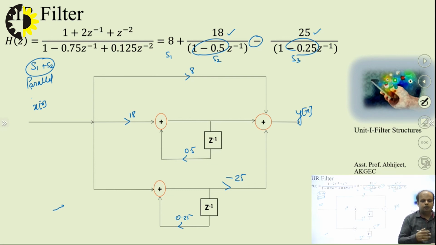In cascade, S1 and S2 are combined in series, so to say, and in parallel realizations all the outputs get added to give the final output. So, in this lecture we have discussed all the structures of the IIR filters.